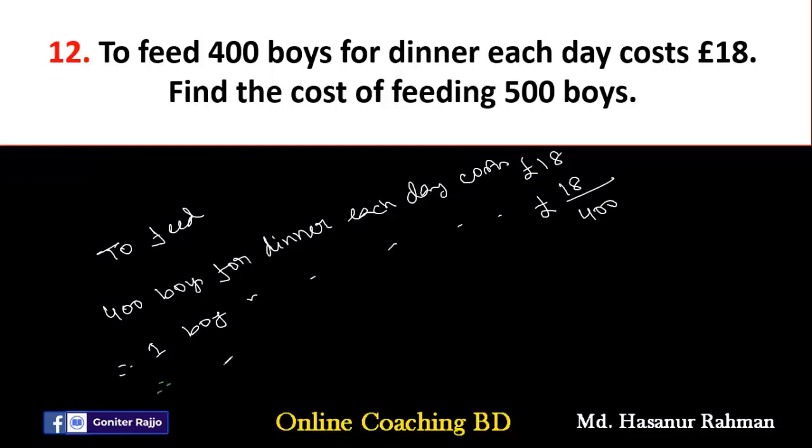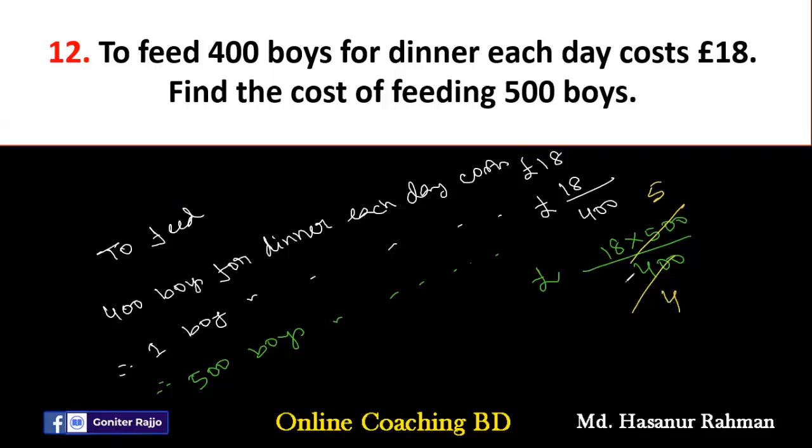Then for 500 boys, what will be the dinner cost? That will be 18 multiplied by 500 by 400. We have to divide right now. Then we will get our final answer. 500 and 400 both can be divisible by 100, so it will be 5 by 4. Then 18 and 4 both can be divisible by 2. So 2 4s are 4, 2 9s are 18. Then 9 5s are 45 by 2 pound. And we know that 45 by 2 will be 22.5.